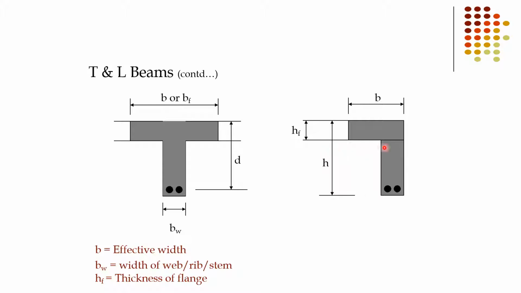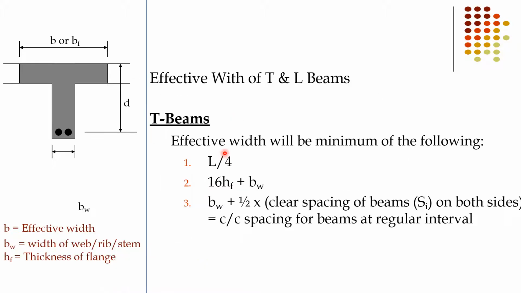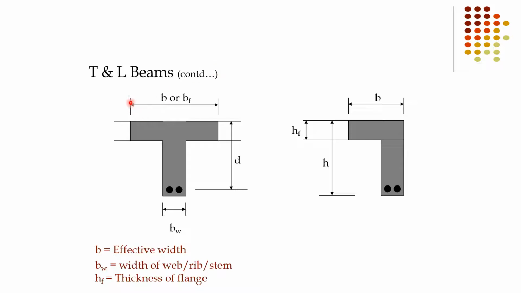Here is the T beam and L beam. b is the effective width or the flange width. The L beam is most of the time our edge beam. Here is the effective width, the height of flange or thickness of flange, and the effective depth, from the center of the steel to the top of the concrete. Now, how do we calculate the effective width of this T beam or L beam?